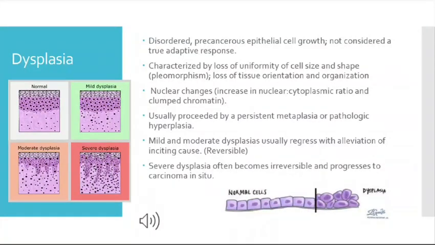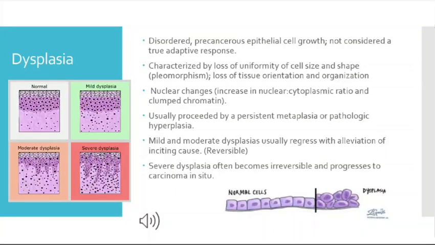Dysplasia is a disordered precancerous epithelial growth, which is not considered a true adaptive response. It is characterized by loss of uniformity of cell size and shape, also by loss of tissue orientation and organization. You can see nuclear changes like an increase in nuclear cytoplasmic ratio and clumped chromatin.